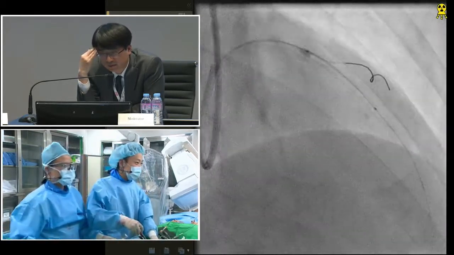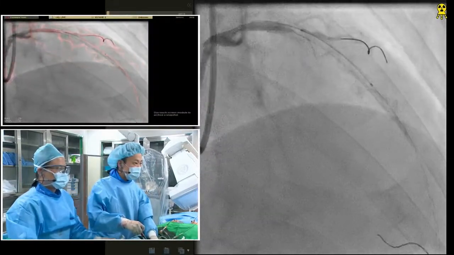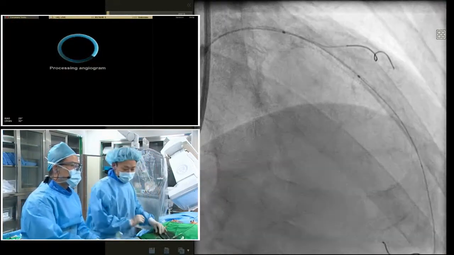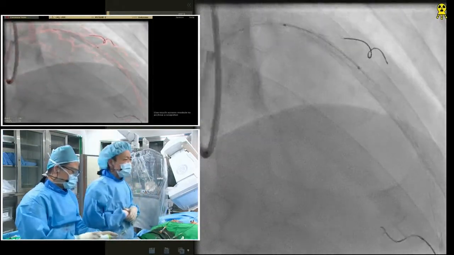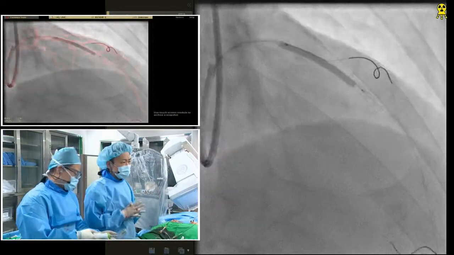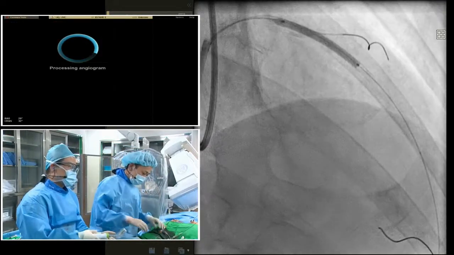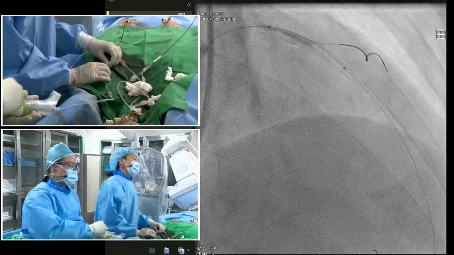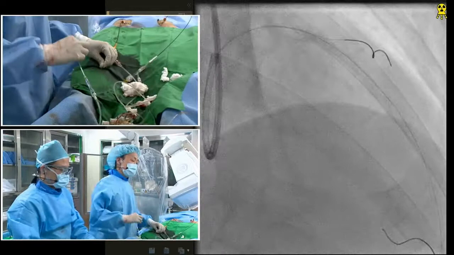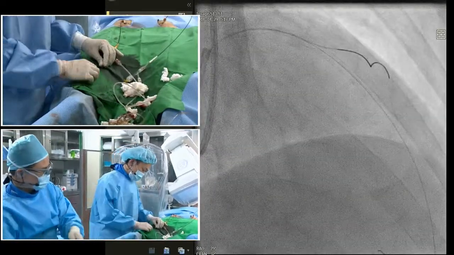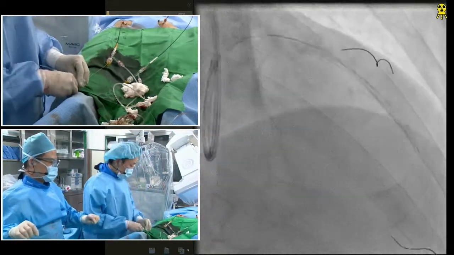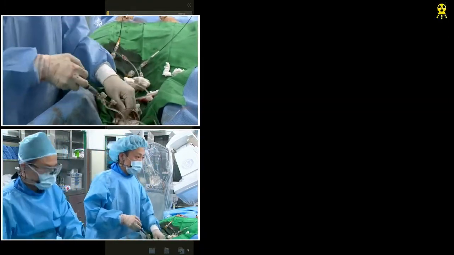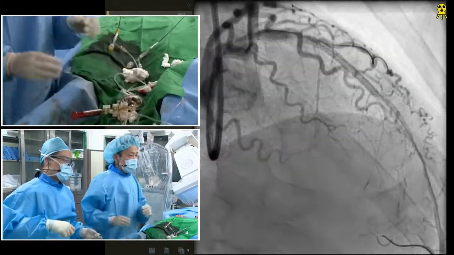Go up slowly, please. 6, 8, 10, 12. Get down. Okay. And check the IVUS and try to do the post-dilatation. Looks good. That's good.